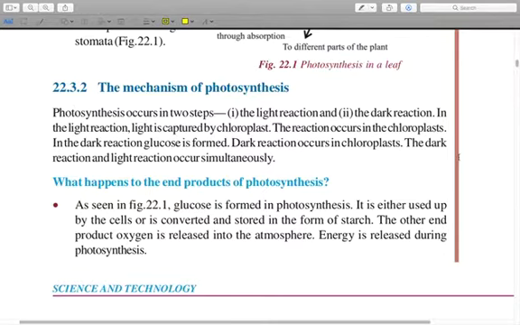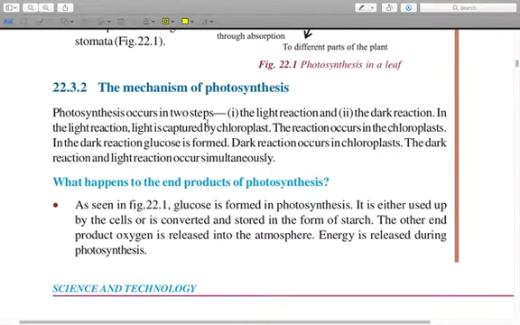So during the light reaction, what happens? The light is captured by the chloroplast, in which chlorophyll is present, and ATP or some other forms of molecules are formed. You don't have to remember them because they have not been mentioned here. Some molecules are formed in the light reaction. Then those are converted into glucose in the dark reaction.